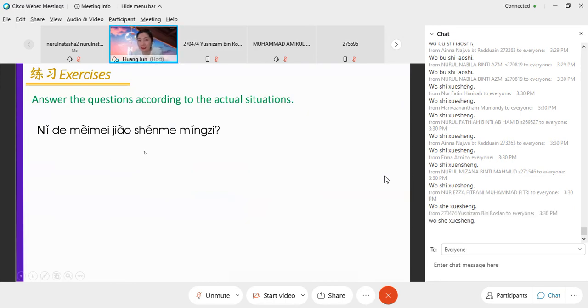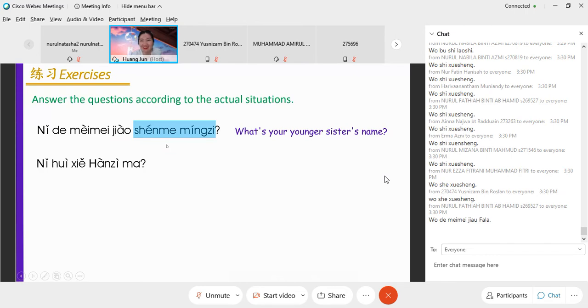你的妹妹叫什么名字? So 什么名字? What's the name? 你的妹妹 younger sister. So your younger sister. What's the name of your younger sister? Okay, 你的妹妹叫什么名字? So if Farah is the name, we answer 我的妹妹叫法拉. Okay, 我的妹妹叫法拉. So this will be the answer. Then 叫 YAO over there.